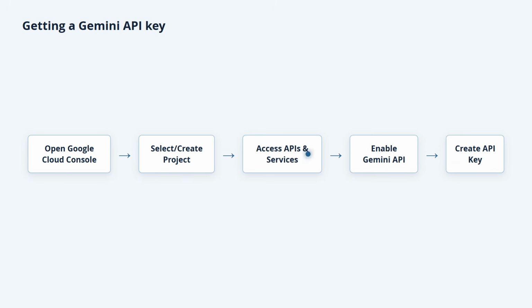Next, on the left sidebar, locate the APIs and Services menu and click on Library. In the library, search for Gemini API and select it from the results. Click on the Enable button so you can start using the API. Now, head over to the Credentials section in the sidebar. Here, click on Create Credentials and select API Key. Your new API key will be instantly generated. Make sure to keep it secure and avoid sharing it in public repositories. You'll need this key later for connecting your app to the API.